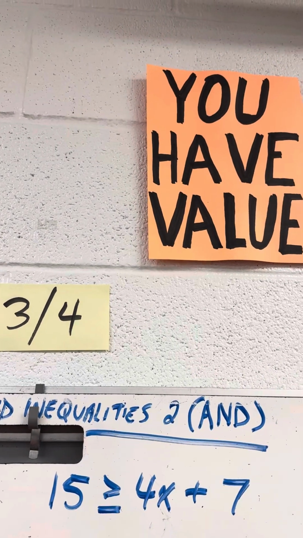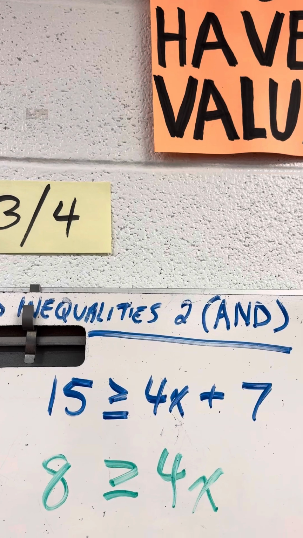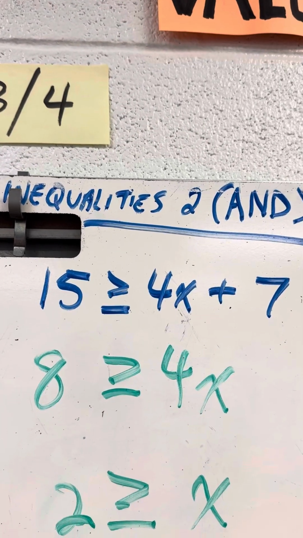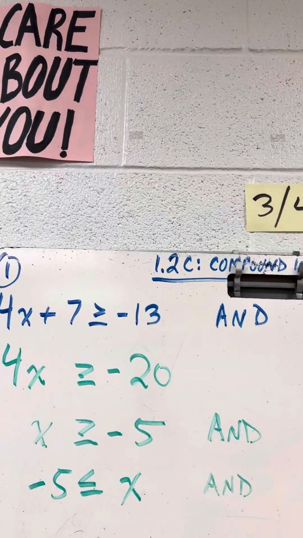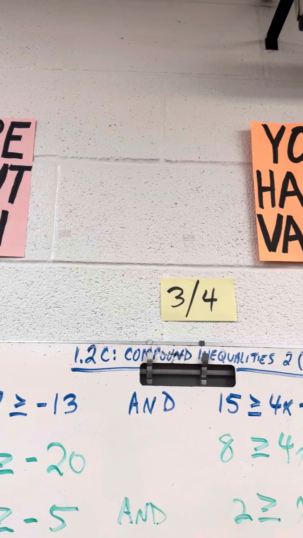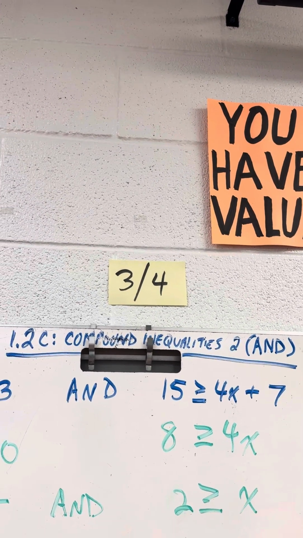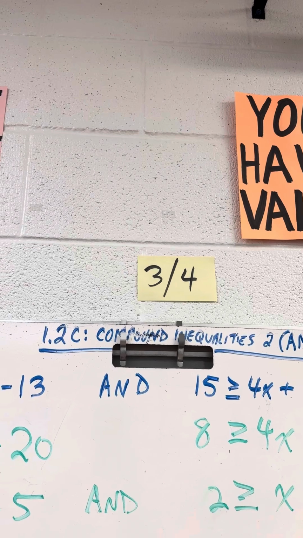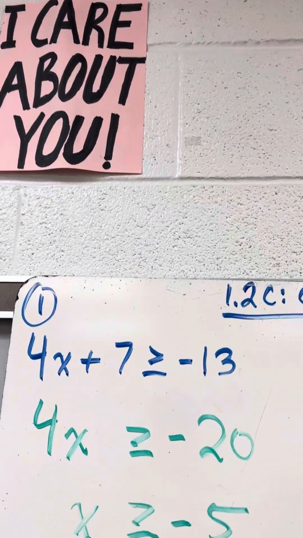We're going to subtract 7 from both sides and get 8 is greater than or equal to 4x. You divide by 4. You get 2 is greater than or equal to x. Now we have to put it together. We have x greater than or equal to negative 5 and 2 greater than or equal to x. You have to have it so it's less than and less than. Has to be less than and less than. So we're going to flip this around.